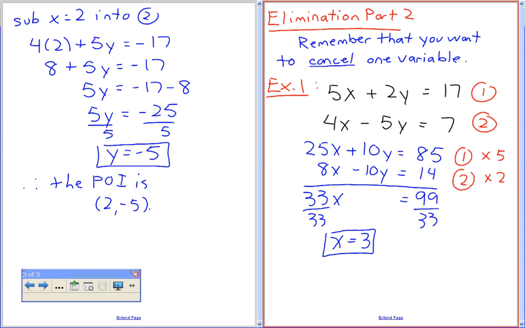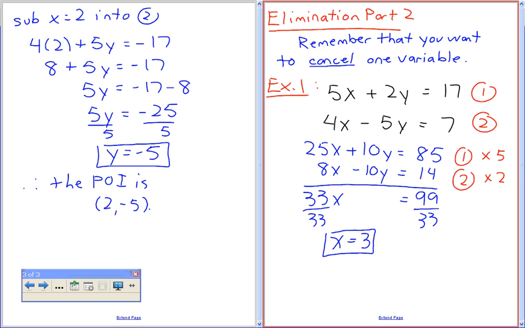Is that a question? No. For which one? For the y? Yes, I know. I actually made a mistake in my head. Yes, for sub x 3 and 1, yes.